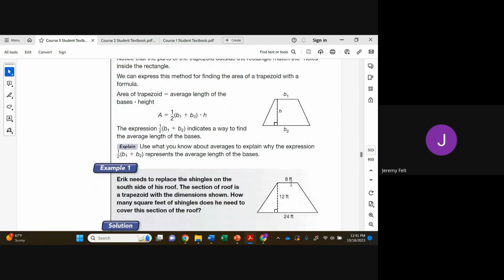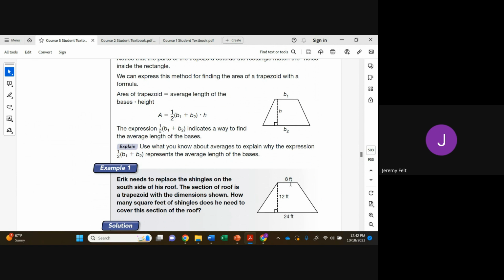So if we have this one here, obviously 24 times 12 would be too large of an area, and 8 times 12 would be too small. We can do it the old way and break this apart into a triangle, a rectangle, and a triangle, find each area and add them all together. But now that we know this formula, we can save a lot of time.